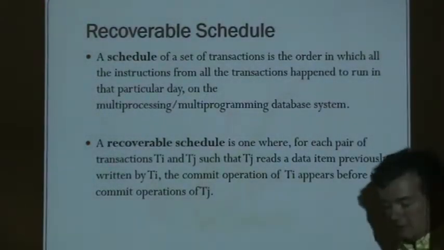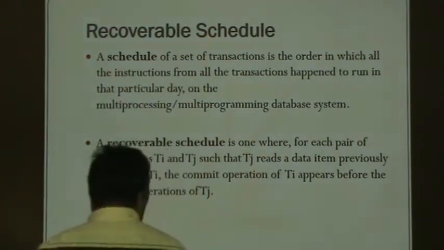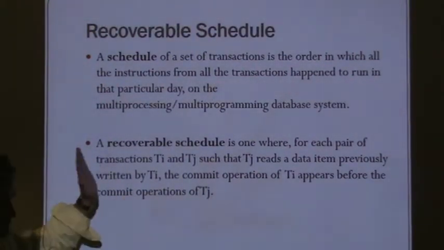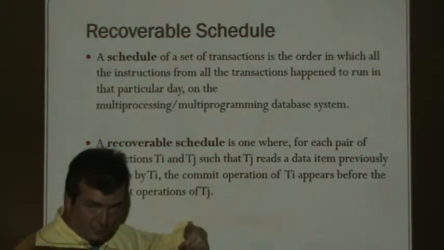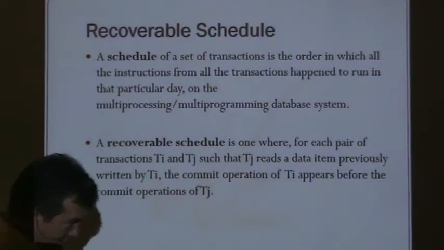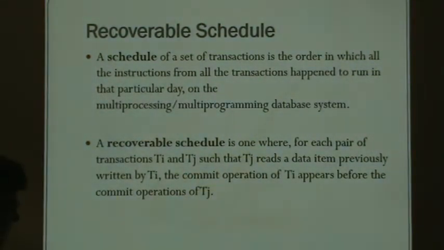Okay, so this leads to the topic of a schedule. So the schedule in that case would be, we could have a schedule of transaction 1 followed by transaction 2, or transaction 2 followed by transaction 1. So a particular schedule for a series of transactions. The schedule is a set of transactions, and the order in which the transactions are done, on a particular day on a multiprocessing system.